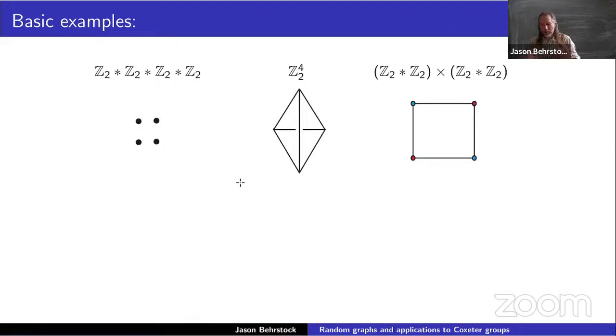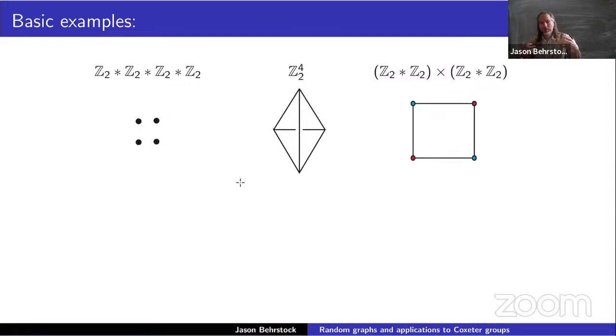And so the one fancier example I drew here is if I draw a square, well then you'll notice there are these two vertices that I colored in blue. Those don't share an edge with each other. So those generate a copy of Z mod 2Z free product Z mod 2Z, an infinite dihedral group. And these two red vertices generate an infinite dihedral group. And the blue vertices and the red vertices are joined together, so they commute with each other. So you get this direct product of this infinite dihedral group with this infinite dihedral group, and that's exactly what the group is.